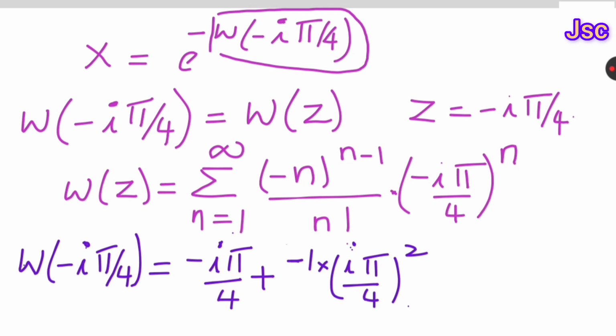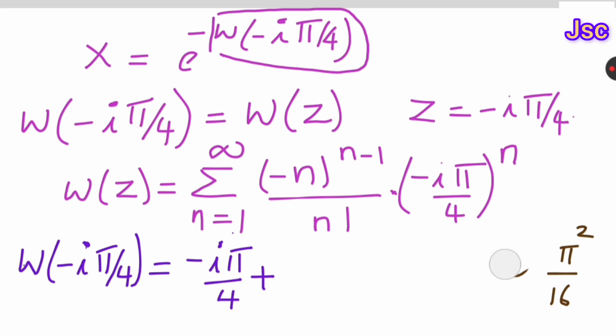Now observe the second term. (i times pi by 4) whole raised to the power of 2, we can write as i raised to the power of 2 times pi raised to the power of 2 over 4 raised to the power of 2, which is nothing but 16. And we know that i raised to the power of 2 is nothing but minus 1. So instead of i raised to the power of 2, I am going to write minus 1. So here minus 1 times minus 1 gives plus 1. So the second term becomes plus 1 times pi square over 16.